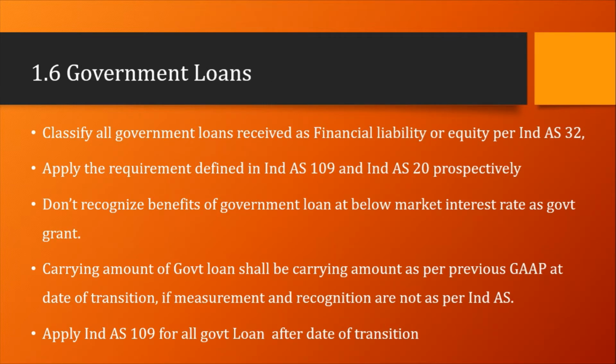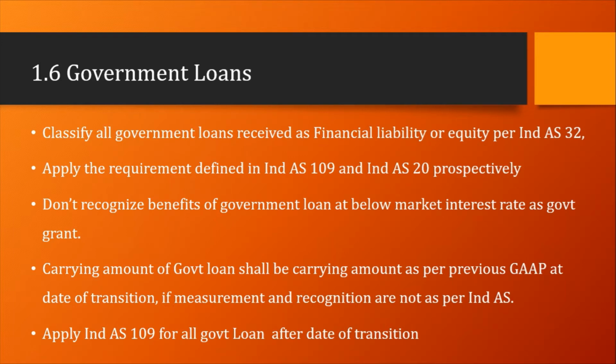Topic number 1.6, government loan. So here first of all, the first-time adopter shall classify all the government loans received either as a financial liability or as an equity instrument, as defined per Ind AS 32. Then they have to follow all the rules and regulations defined in Ind AS 109 financial instruments and Ind AS 20, which is accounting for government grants and disclosure of government assistance.